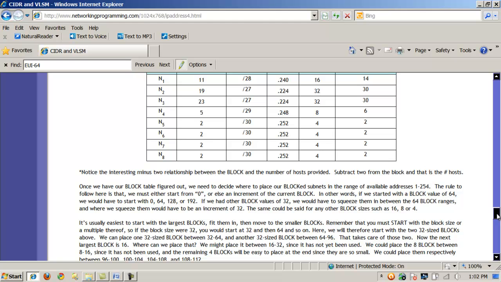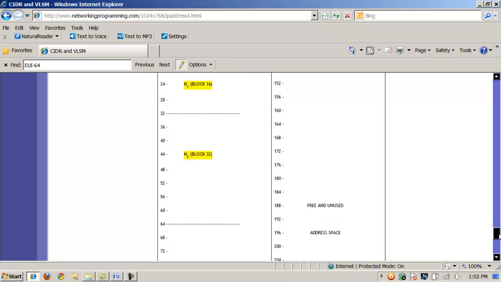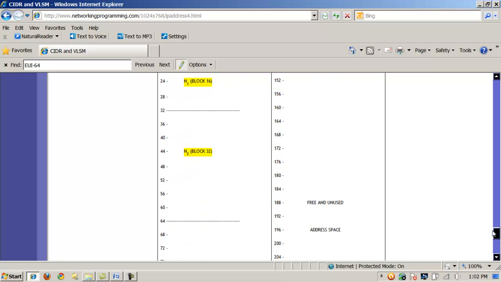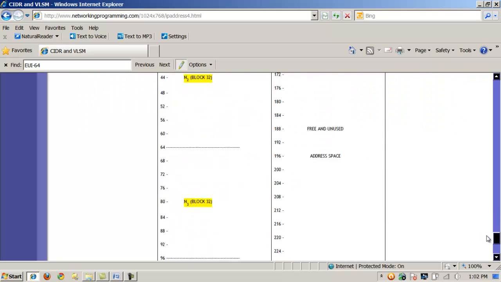So networks 5, 6, 7, and 8, let's see where we can tuck those in. And over here, I can do 100 and 104 and 108 and 112. And if I did that, good grief, I'm wasting far fewer.